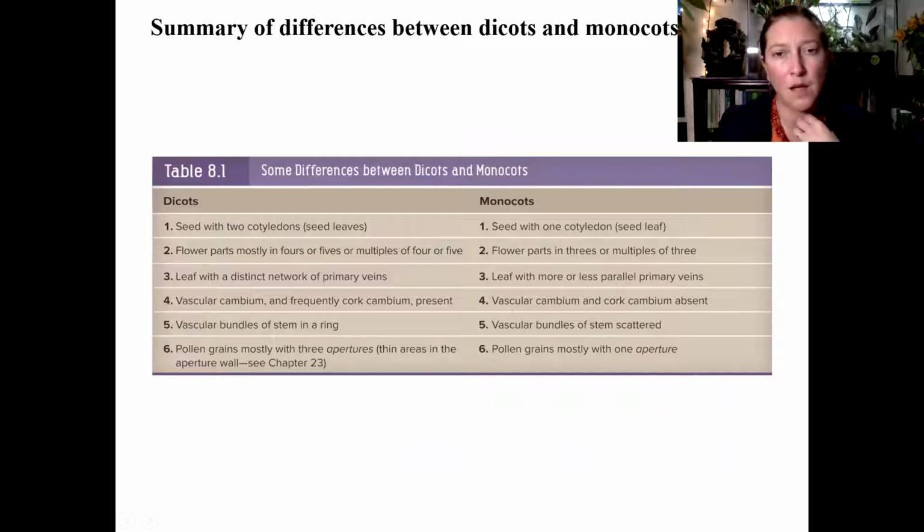And I don't know if I show this later, but another difference that I didn't show here yet is that if you're looking at the pollen grains of these plants, the monocots have one opening in their pollen grain, whereas the dicots usually have 3 openings in their pollen grains.